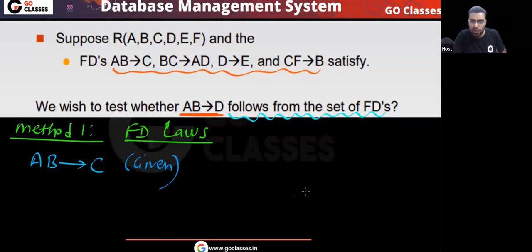Now, what do we want? We want AB determines D. Now you can see that BC determines AD. Yes or no? BC determines AD. So how to do this?